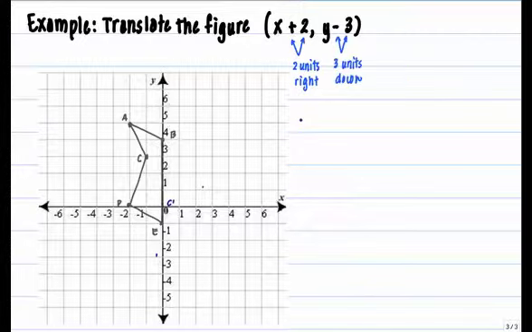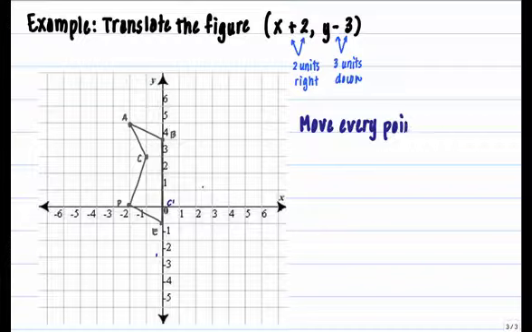You really don't need to use patty paper for translations. We're simply going to move every point 2 units to the right and 3 units down, counting 2 right and 3 down from A, and 2 right and 3 down from B, etc., gives me the following vertices for my new image. Again, when you label your new image, make sure you use prime. Prime are the little tick marks that I've written on the top of each of my vertices.